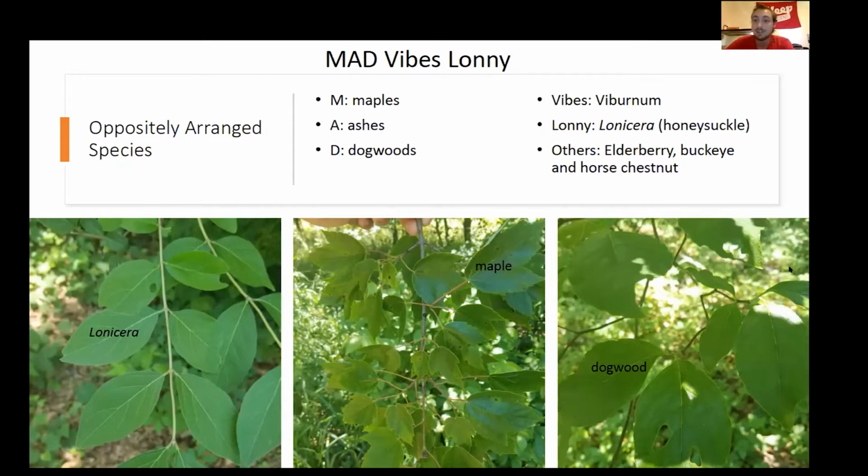Buckeyes and horse chestnuts are in the Sapindaceae family with the maples. And I pictured here what those oppositely arranged species look like. And it's not just the leaves. You can see here in our maple, even the branching will be opposite too. You can see that very well when you look up in the trees of ashes. You can see that all the branches are oppositely arranged.